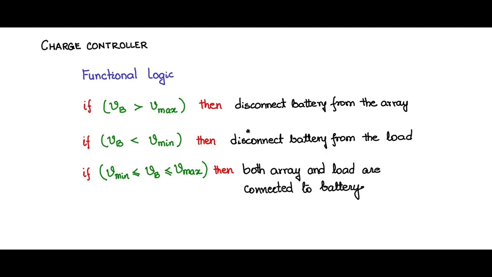So this is the simple functional logic of almost all charge controllers. The majority of charge controllers will follow this logic, and let us try to understand this logic and build the circuit schematic for this. Let us now put the functional logic into the form of a brief conceptual schematic, by trying to understand what this Vmin and Vmax are from the point of view of the IV characteristic.